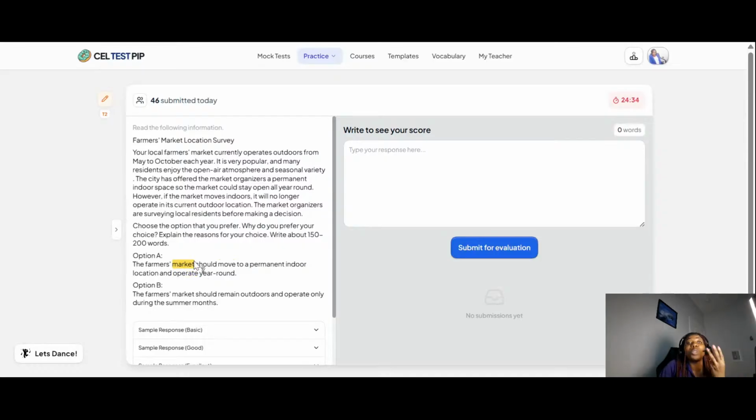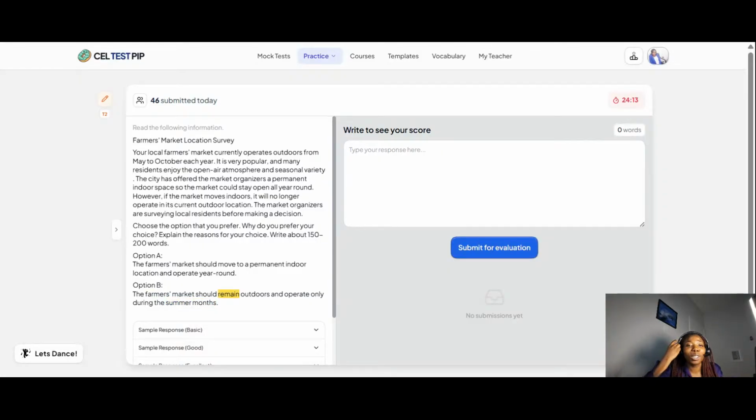I know it's always like 2 ideas and then you counter with the third one, but I want us to come up with 3 points here. So make it a habit, and then maybe we'll call it a day. Then this one says the farmers market should remain outdoor and operate during the summer months only.